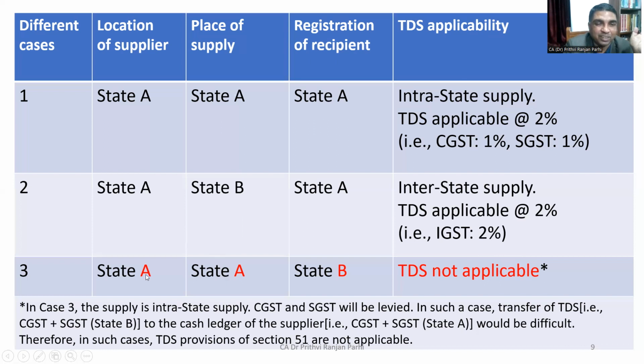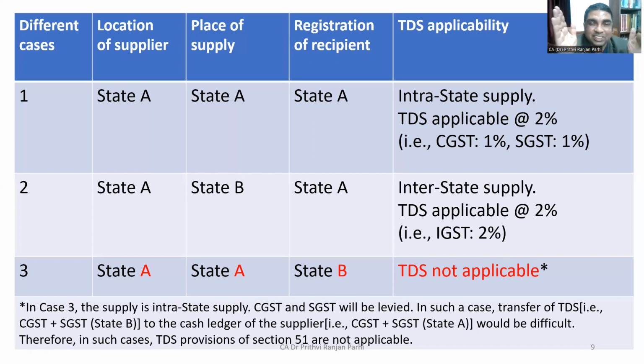The third case is relevant for us. Here you see the location is state A, the place of supply is state A, but both of them are different from the state of registration of the recipient, which is state B. In this case, TDS is not applicable. TDS is not applicable because it involves some kind of complexity to deposit TDS. You know who deducts TDS. This case is an example of an intrastate supply, so CGST and SGST will be charged. The supplier is charging CGST and SGST, and the recipient is in a different state. It will be difficult for the recipient to deposit the CGST and SGST of the supplier's state.